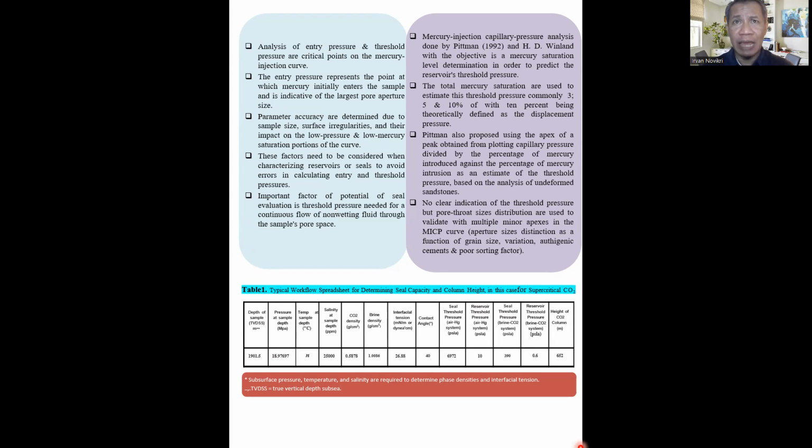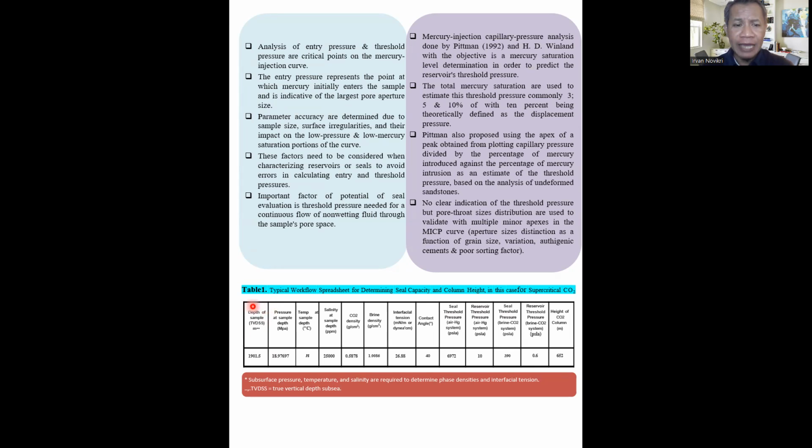In different situations in MICP, there is no clear indicator of the threshold pressure. A method can be used to validate the chosen threshold pressure apex. This is particularly relevant when a sample exhibits a wide distribution of pore throat sizes, resulting in multiple minor apexes in the MICP curve. These additional apexes are attributed to variation in grain size, authigenic cement, or pore sorting, which can lead to distinct aperture sizes within the sample.